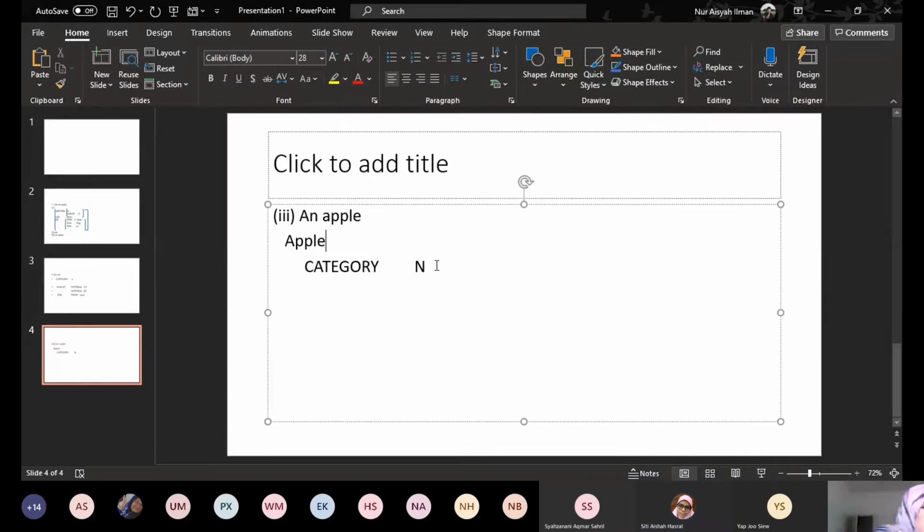Common noun ni maksudnya dia merujuk kepada kata nama apa saja benda tu kan. So noun, and then kita ada subcat. Subcat dia kalau apple ni count lah kan, kita boleh count. So kita kata plus count.